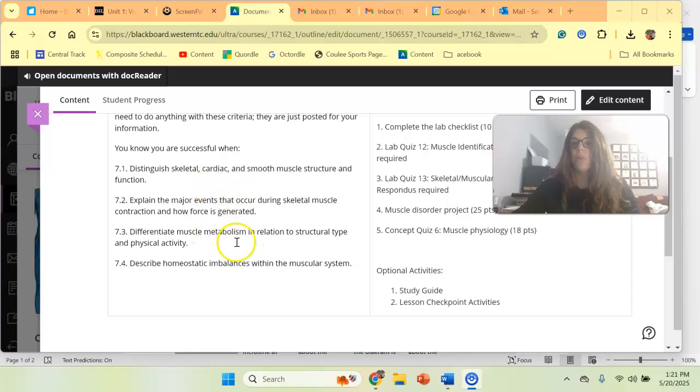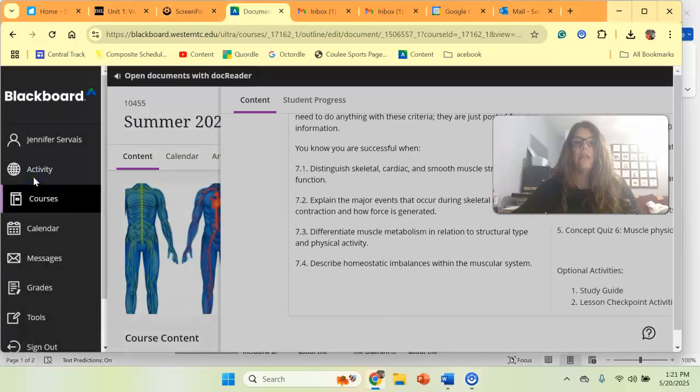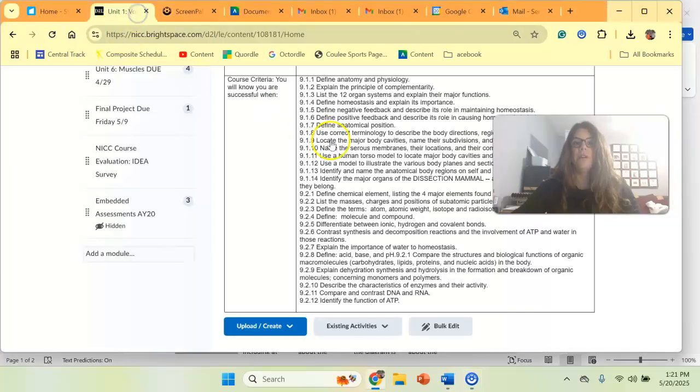Maybe it meets more than one, which is fine. You can put all of them that criteria meets. You might use one multiple times. You might use 7.1 in 3 different questions. That's totally fine too. But for each question, you need to address where that competency comes from. So again, here's 9.1.6 if your question addressed that.